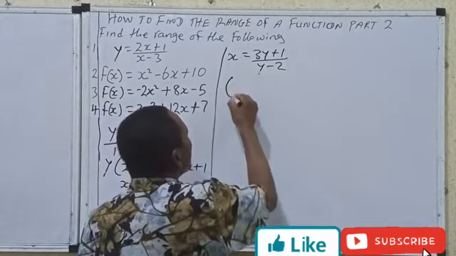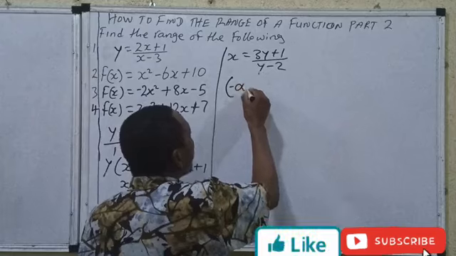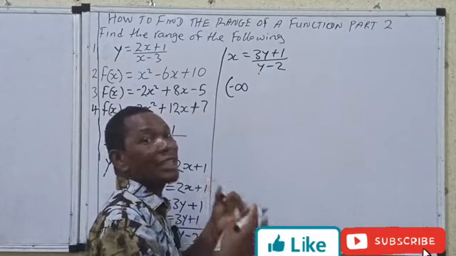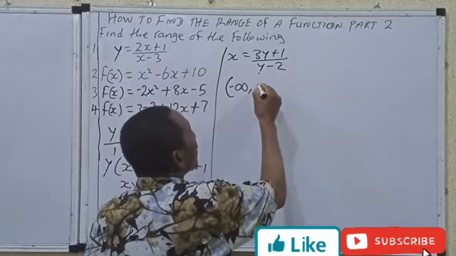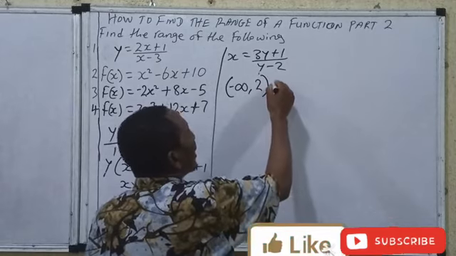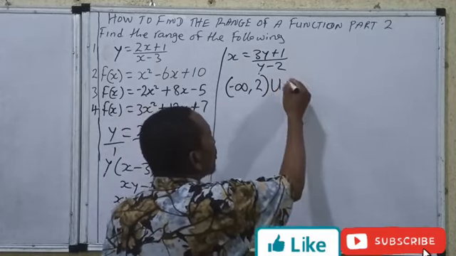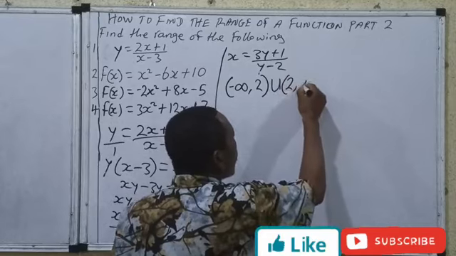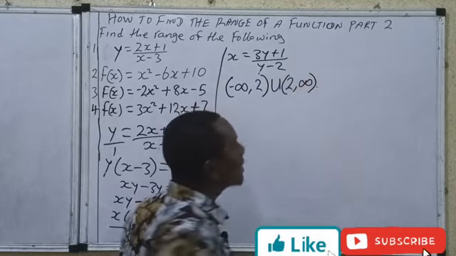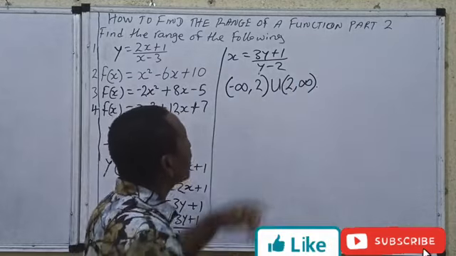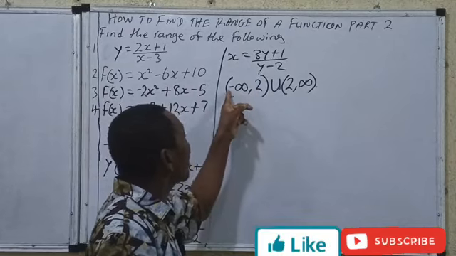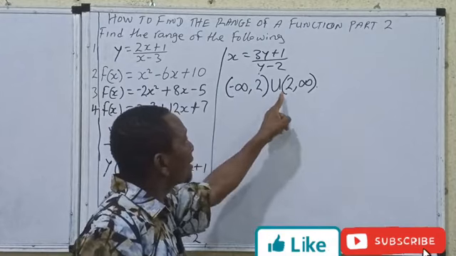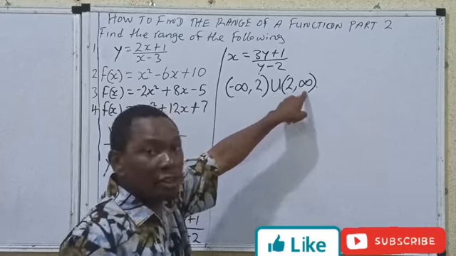So it simply means that the range is from negative infinity, that is any negative value, to less than 2, and in combination with greater than 2 to positive infinity. So this is actually your answer, because the only value you cannot take is 2. So this is from negative infinity to less than 2. Note, 2 is not included. And this is greater than 2 to positive infinity.